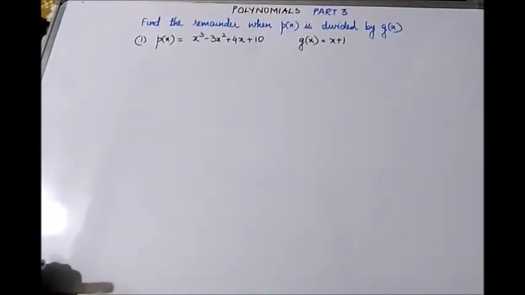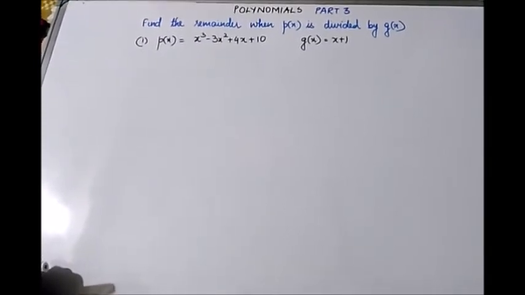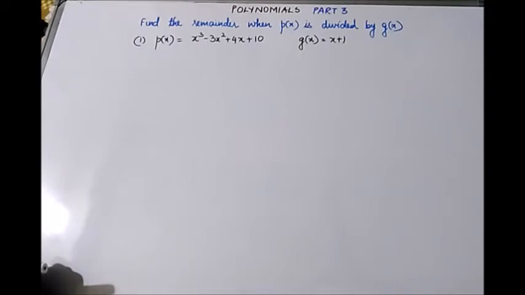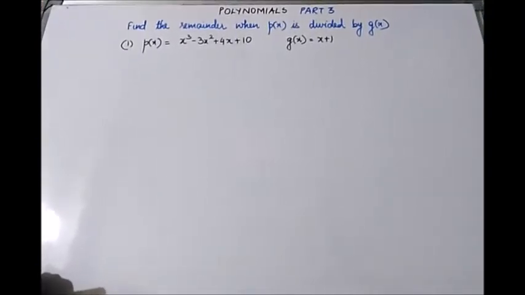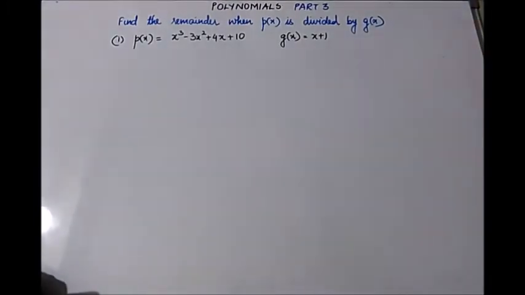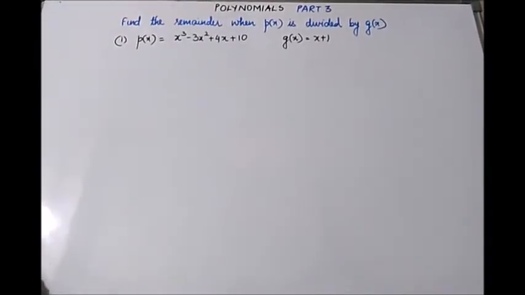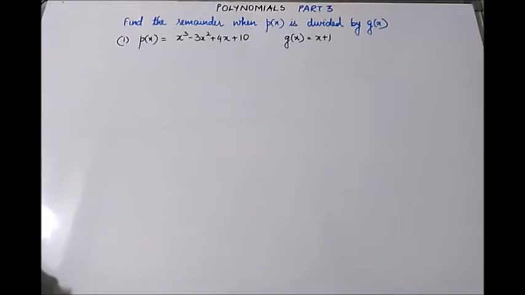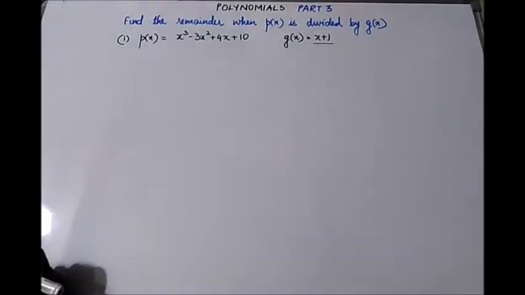Let us understand remainder theorem by taking some more questions. Find the remainder when p of x is divided by g of x. First question, it is given p of x is equal to x cube minus 3x square plus 4x plus 10 and g of x is given as x plus 1. Here we will do both the methods, that is by long division method and by using remainder theorem. Now remainder theorem is applicable only when the divisor is a linear polynomial. Here the divisor is a linear polynomial, therefore we can use remainder theorem. So first let us do by long division method.